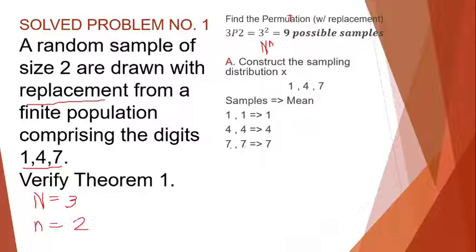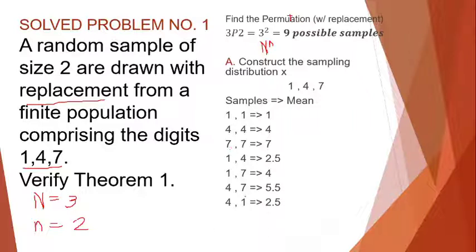Divided by 2 is 7. 1 plus 4 is 5, divided by 2 is 2.5. 1 plus 7 is 8, divided by 2 is 4. 4 plus 7 is 11, divided by 2 is 5.5. 4 plus 1 is 5.